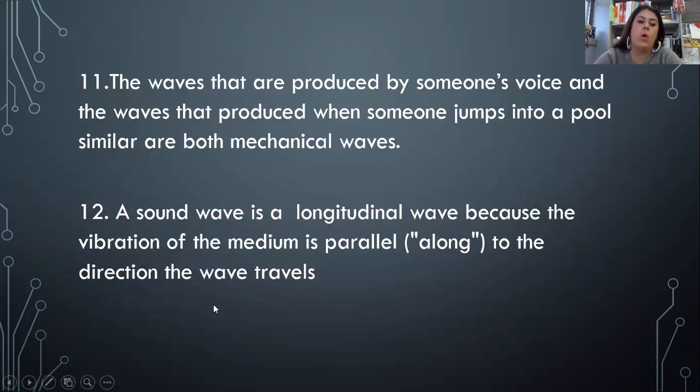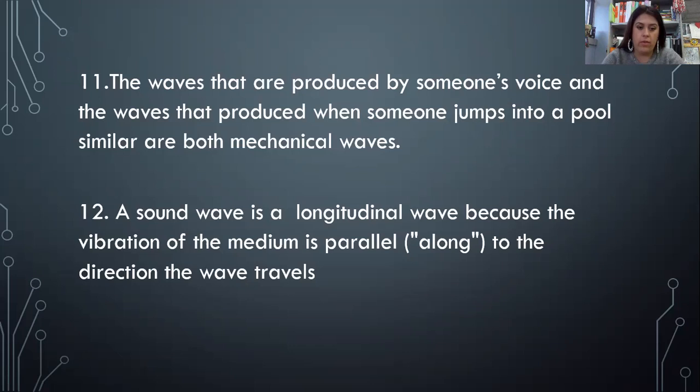All right, 11, so the waves that are produced with someone's voice and the waves that are produced when someone jumps into a pool is the same type of wave because they're both mechanical. They both require a medium to transfer through. So think about the lab that we did where we put the drop of water into that pan. Remember that drop of water created these ripples and vibrations out. Those ripples and vibrations out means they're both mechanical waves. It's the same with our voices.